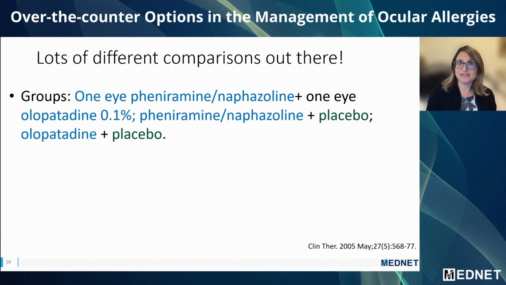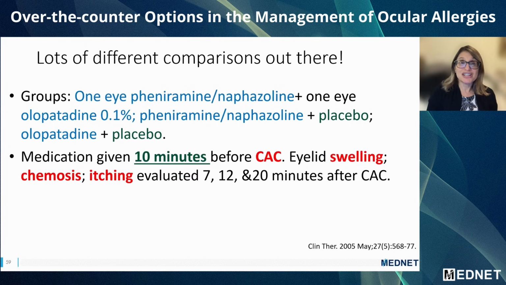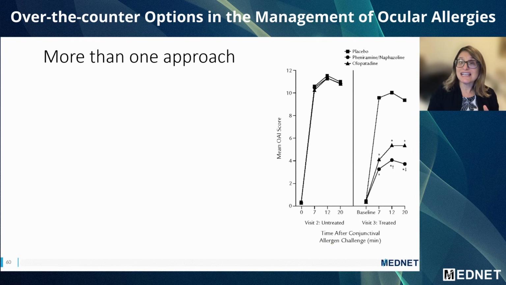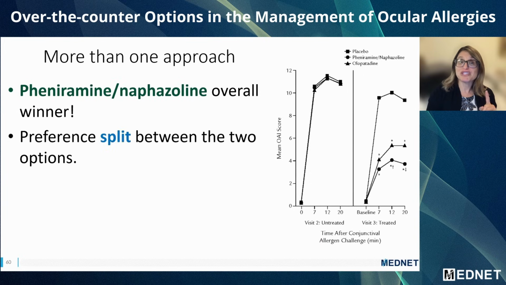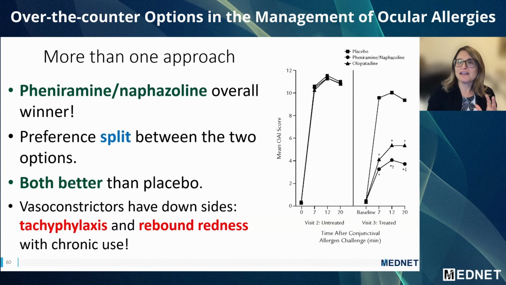And studies have looked at comparisons between antihistamines with vasoconstrictors versus antihistamines with mast cell stabilizers. And the punchline is that a lot of these methodologies are the same. They usually give the medication before the CAC and then assess outcomes after the CAC. And in this case, you can see that it was the antihistamine vasoconstrictor that was the overall winner. But when you ask patients what they preferred, it was split between the two, and both were better than placebo. But the reality is that we very rarely recommend these.